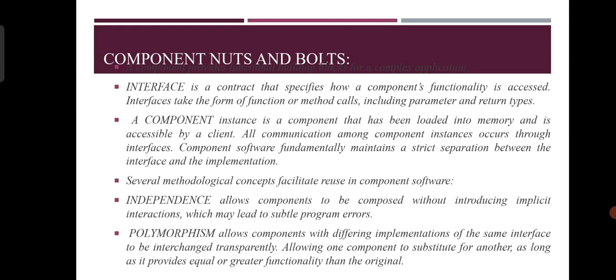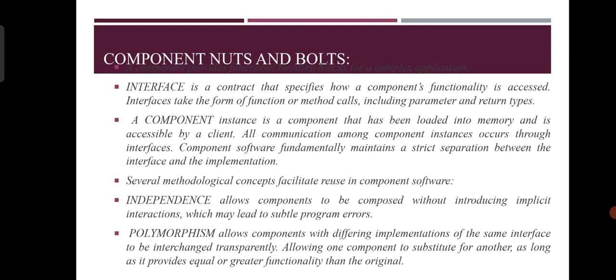Component nuts and bolts. An interface is a contract that specifies how a component's functionality is accessed. An interface takes the form of function or method calls, including parameters and return types. A component instance is a component that has been loaded into memory and is accessible by a client. All communication among component instances occurs through interfaces. Component software fundamentally maintains a strict separation between the interface and the implementation.